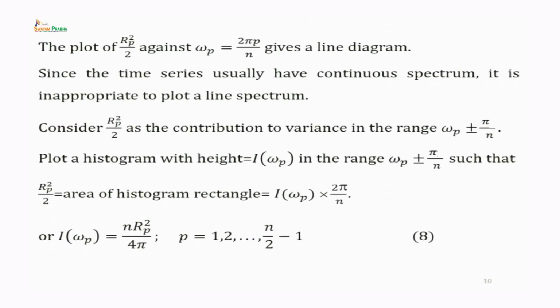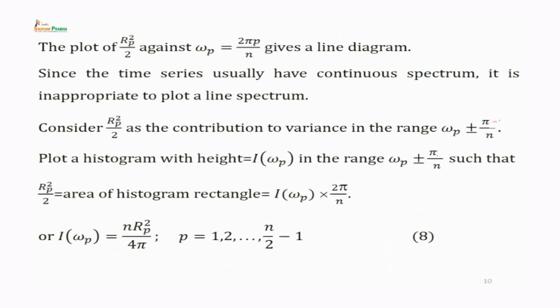Now, we consider R_p square by 2 as the contribution to the variance in the range omega_p plus minus pi by n. Remember, omega_p is equal to 2 pi p by n, and then the interval between omega_p and omega_(p+1) is 2 pi by n. So, actually we consider this R_p square by 2 as the contribution to the variance in this interval omega_p plus minus pi by n.